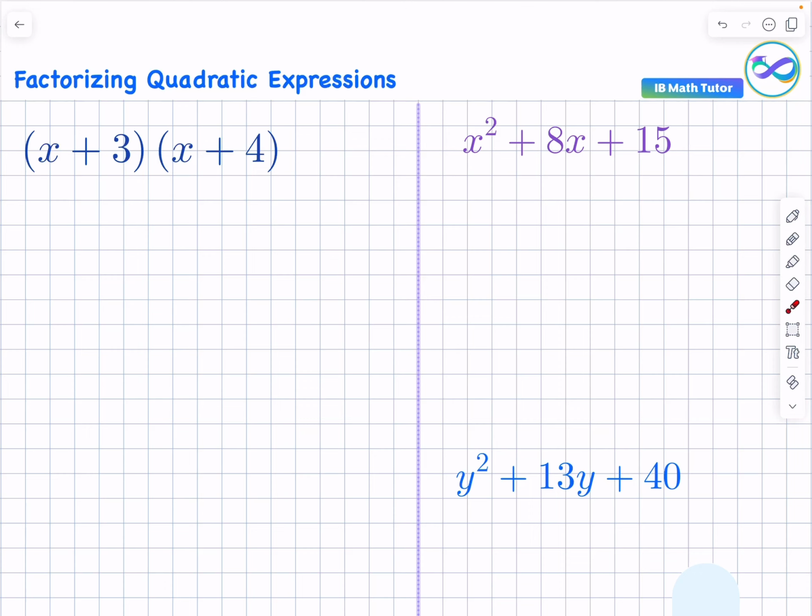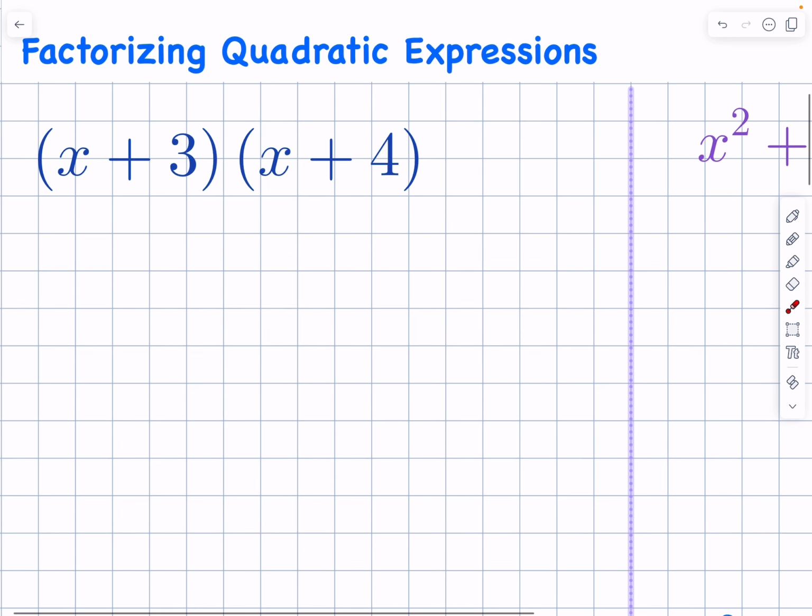In this video, we're going to learn how to factorize simple quadratic expressions like these. Before we do factorizing quadratics, first we will expand this quadratic here and then factorize it back to see how factorizing works. So first, let's expand this expression here.